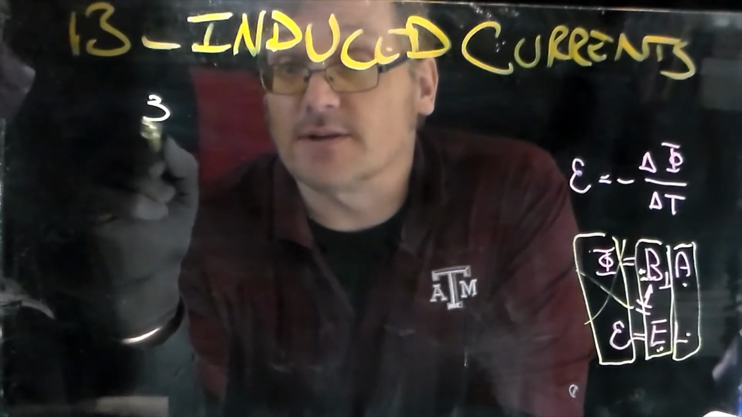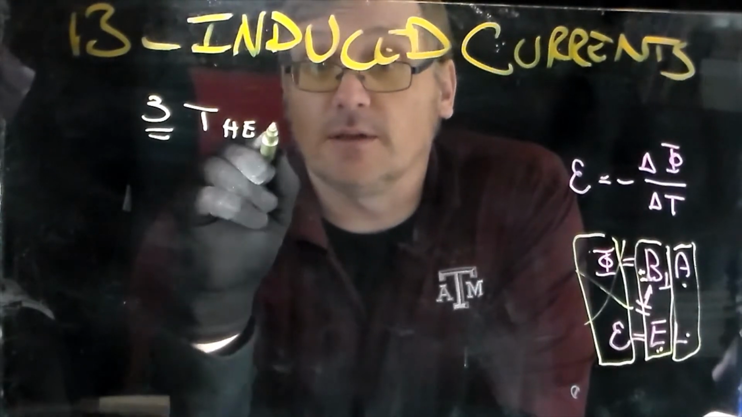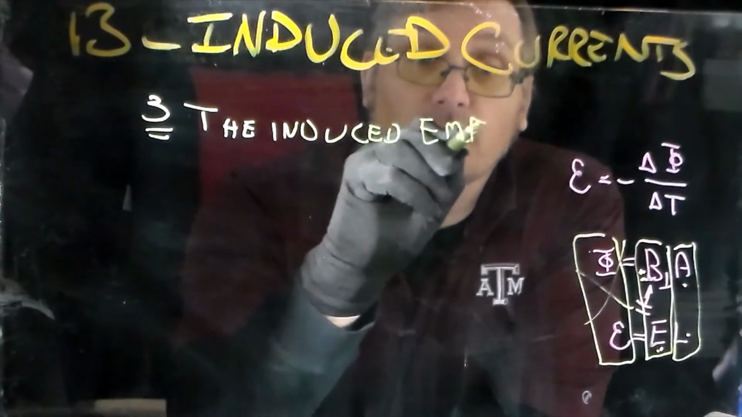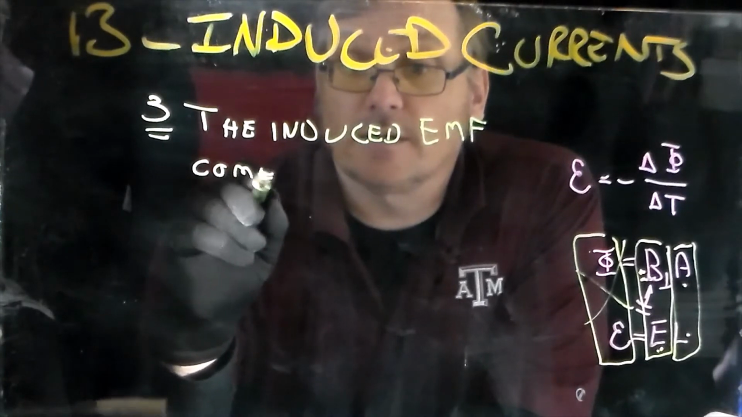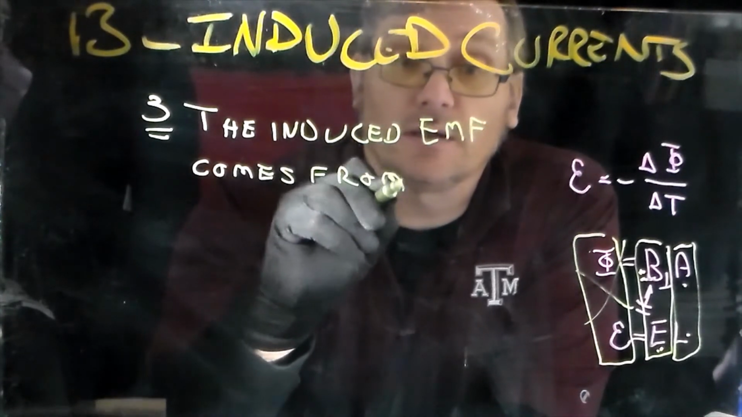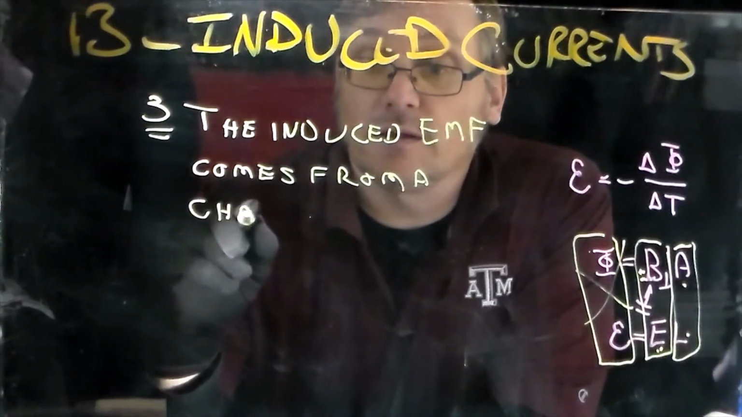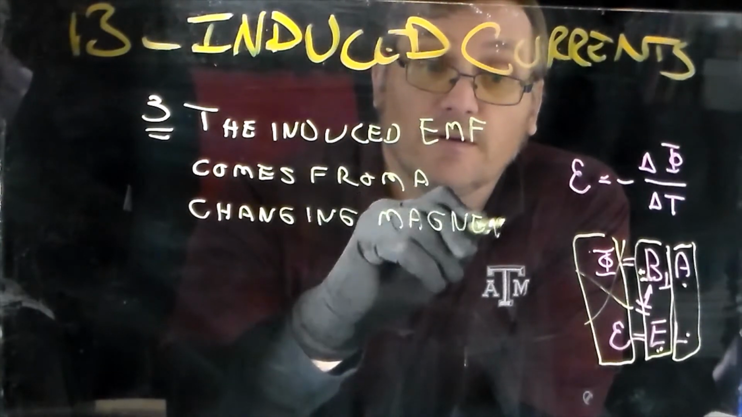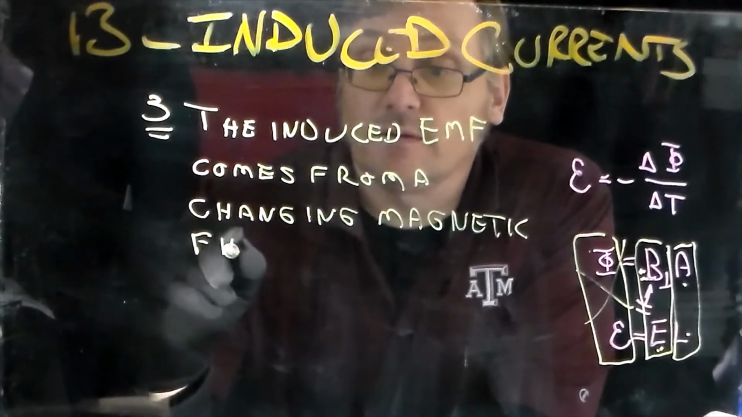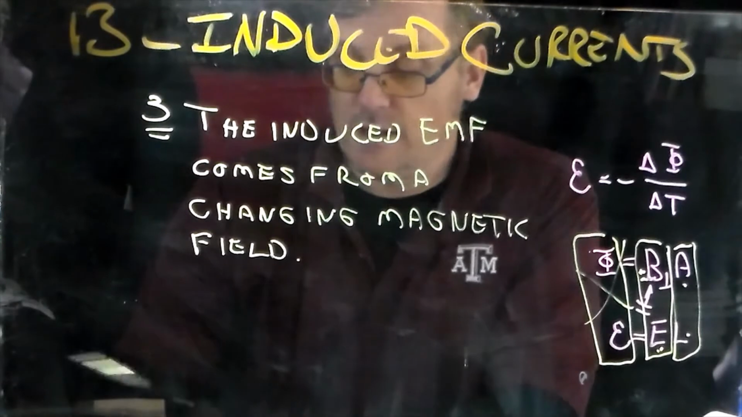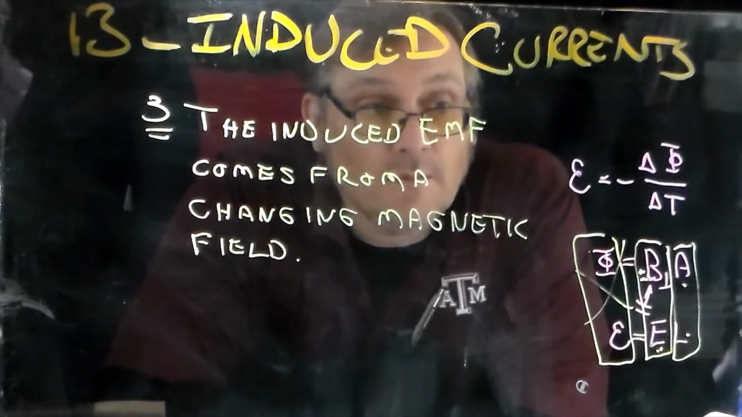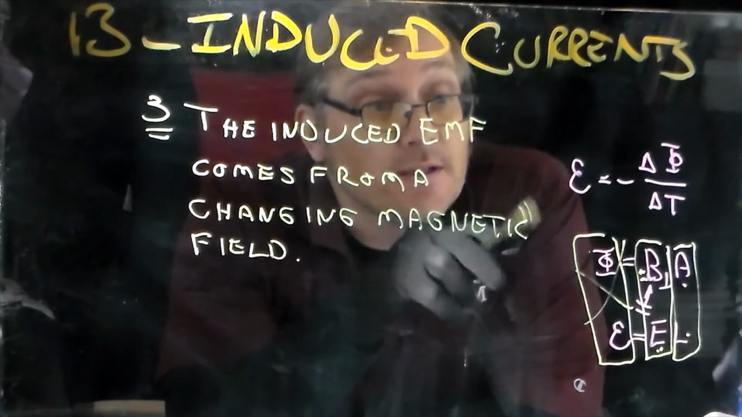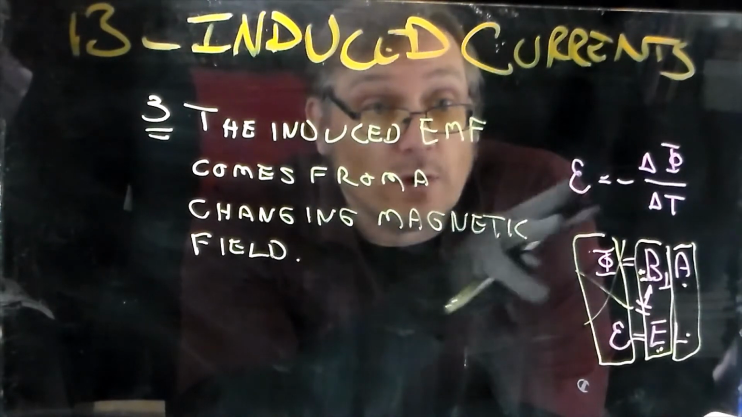That's all I have to actually say is that the induced EMF comes from a changing magnetic field. All right. And that's more or less Faraday's law. This is the closest thing to a fundamental law of physics that we're going to look at here in this class. Faraday's law there, which is one of the three Maxwell's equations.